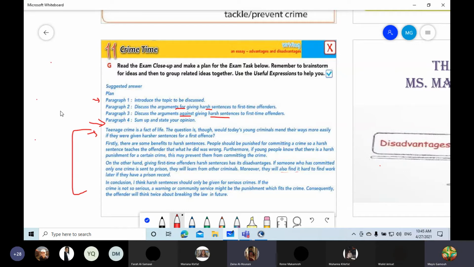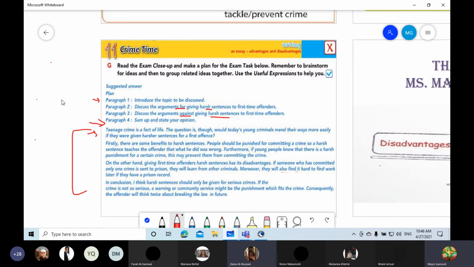Let me explain here. Because you cannot have details in the introduction. It is an introduction. You just have to introduce your topic, but you give the detail for the argument, for the advantages and for the disadvantages, and that should be in your body paragraphs. Okay.